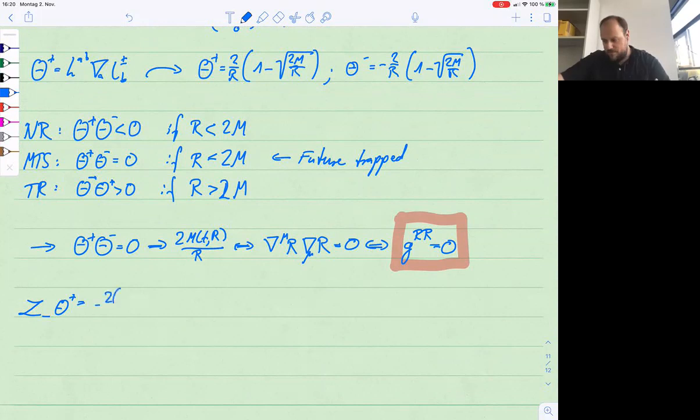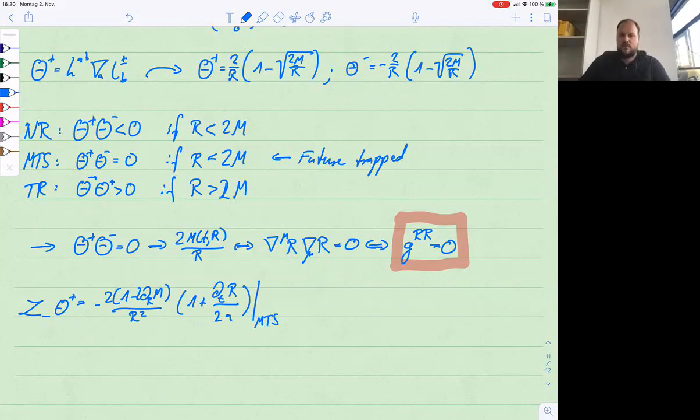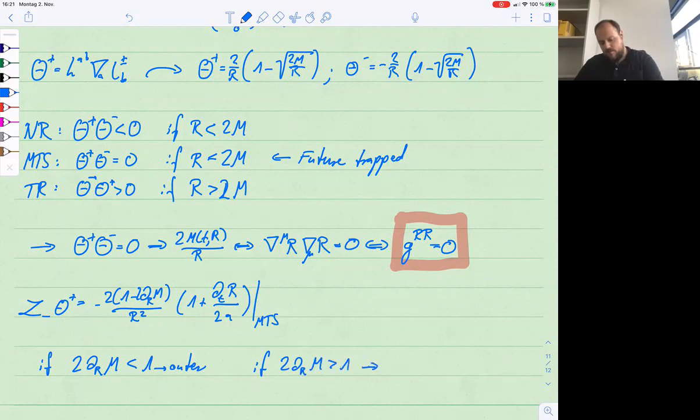This is just given by the following object: the r derivative with respect to m over r squared, times 1 plus the time derivative of r. So r is in principle time dependent at the marginal trapped surface. And here we see we have an outer and an inner horizon when we fulfill two conditions. If 2 d_r m is smaller than one, the horizon is outer. And if 2 d_r m is bigger than one, the horizon is inner.